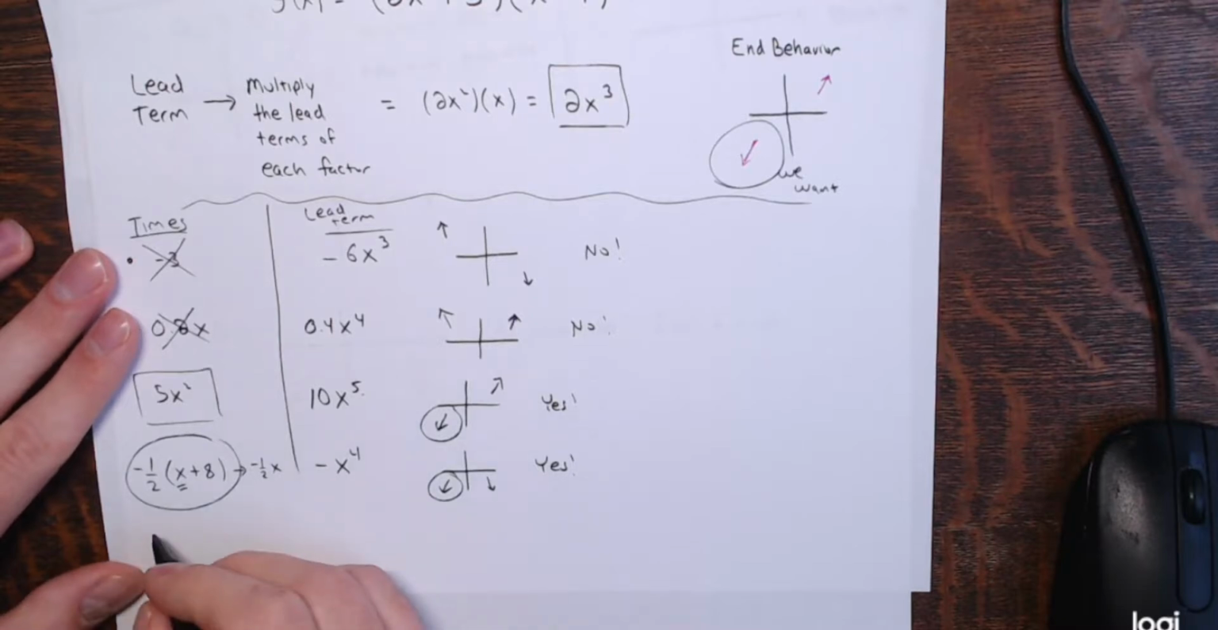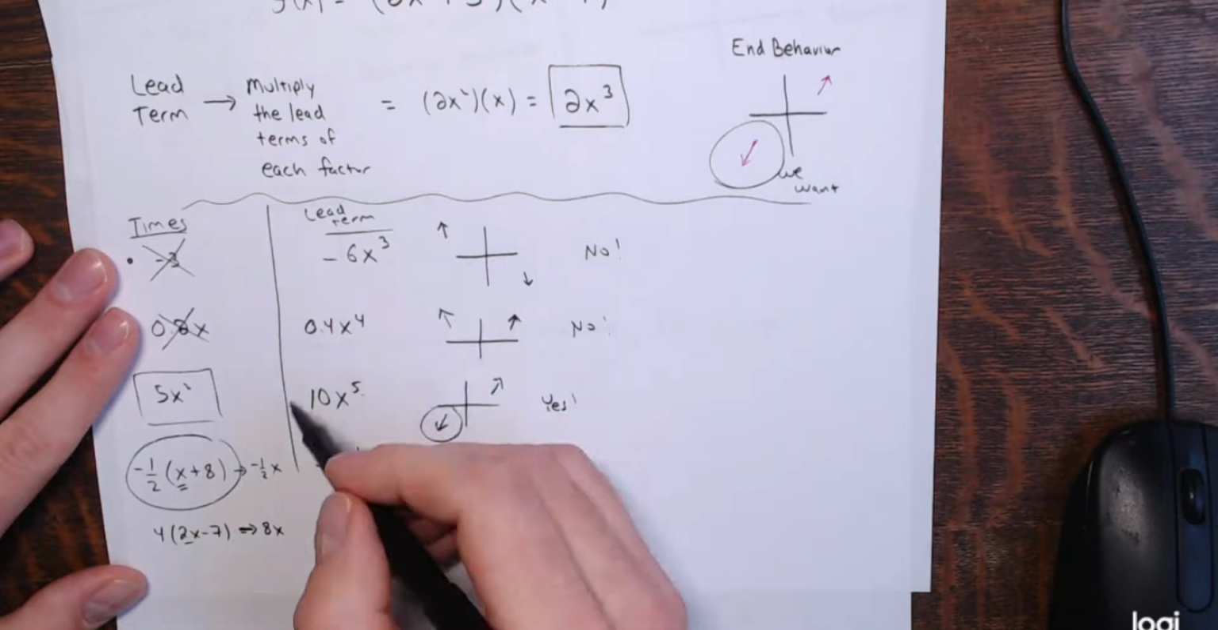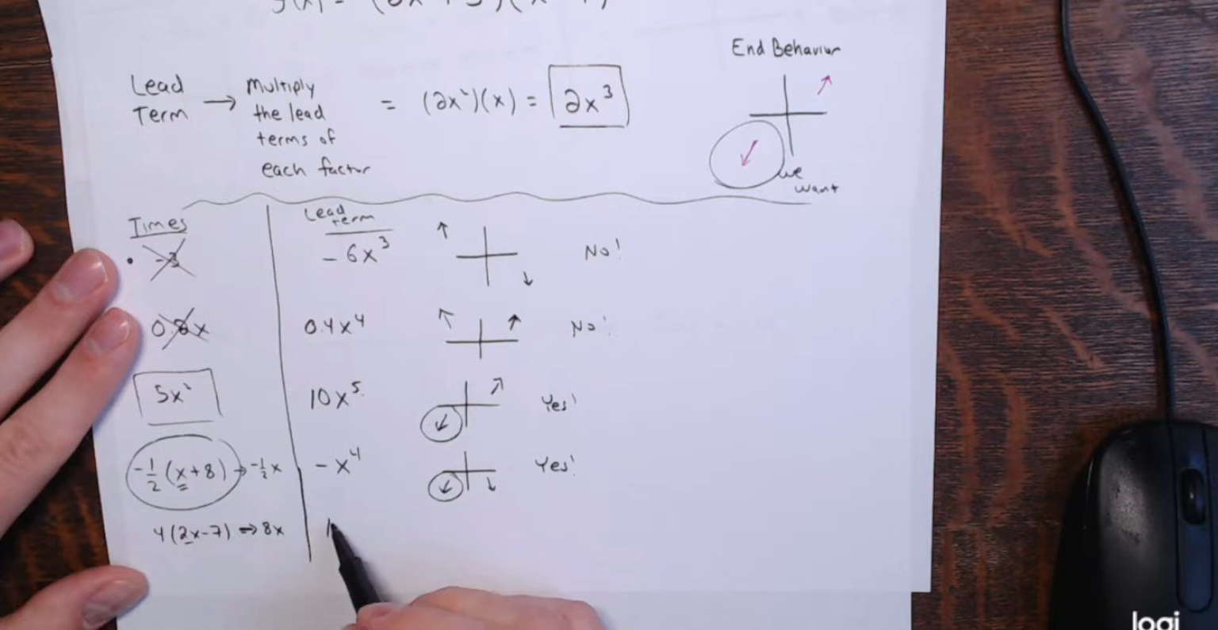Then the final option is 4 times 2x minus 7. Again, all I care about are the lead terms. 4 times 2x here, that'd be 8x, right? So I'm only focusing on really 8x. And if I multiply the lead term of our original polynomial by this, it'd be 16x to the fourth. Positive lead coefficient, even degree, that's going up on both ends. So no, that's not what I want.